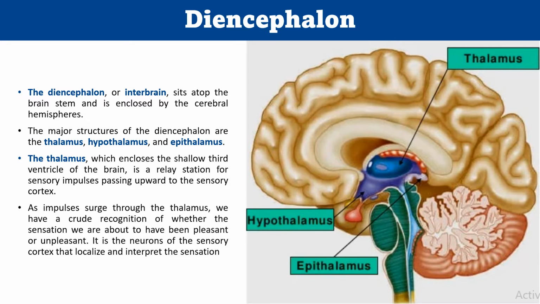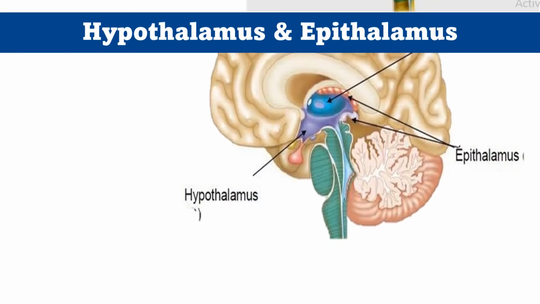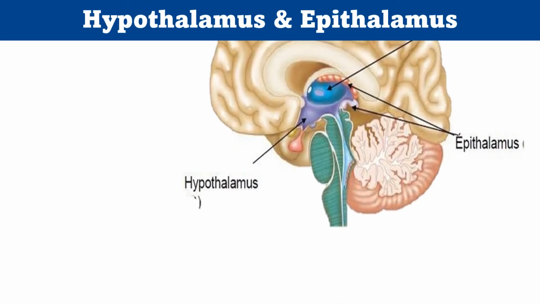As impulses surge through the thalamus, we have a crude recognition of whether the sensation we are about to have is pleasant or unpleasant. It is the neurons of the sensory cortex that localize and interpret the sensation. Then we have the hypothalamus and epithalamus.